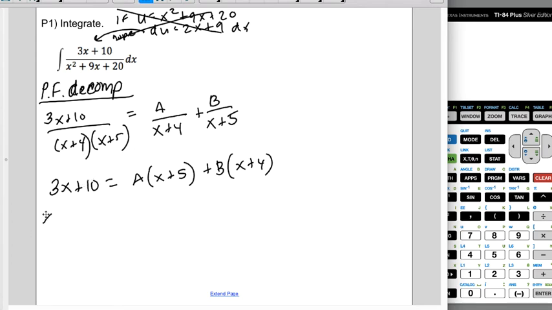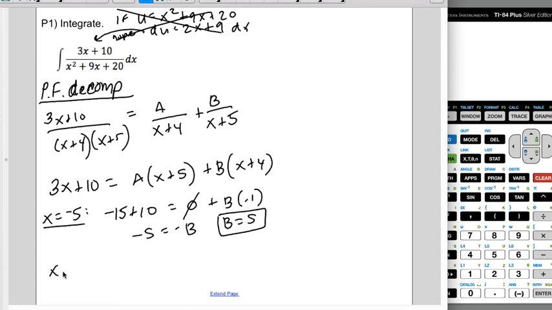My clever substitution, I should pick x is negative 5, because that'll knock out the a term. So I'm going to get a negative 15 plus 10 equals nothing where the a was, and then b times a negative 1. So I seem to get negative 5 is negative b, which means b is 5.